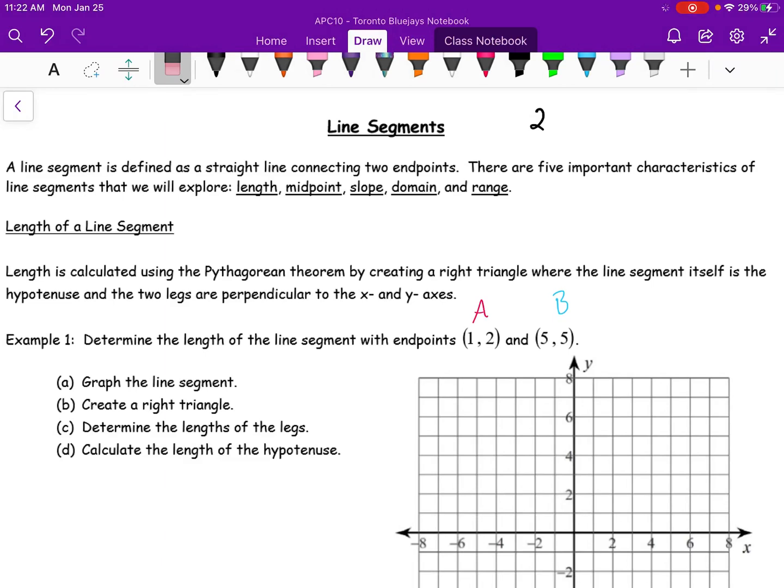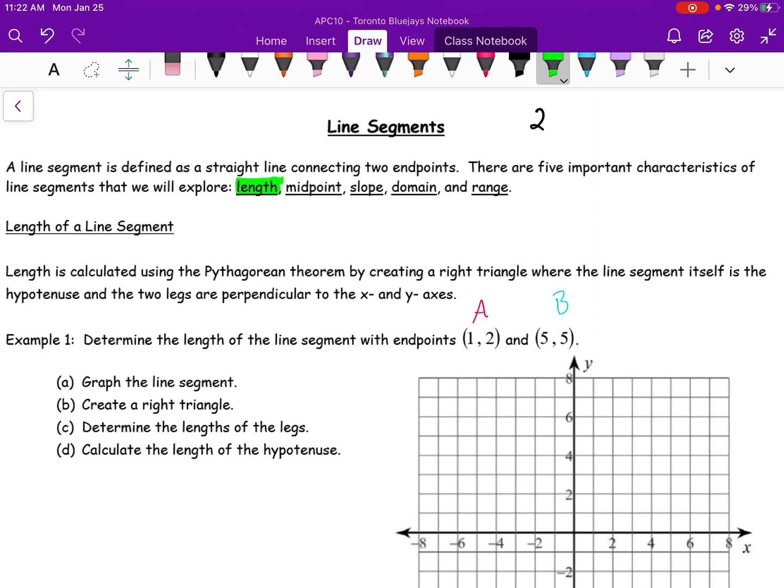We're going to be talking about line segments today. A line segment is defined as a straight line connecting two endpoints. There are 5 important characteristics of line segments that we will explore: length, midpoint, slope, domain, and range. Length will be our first focus.